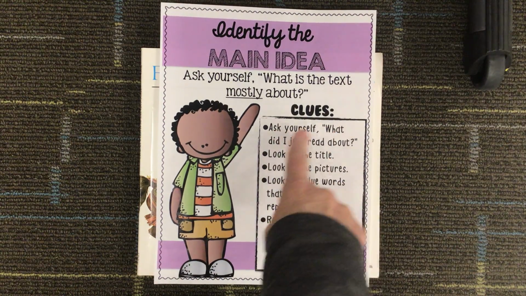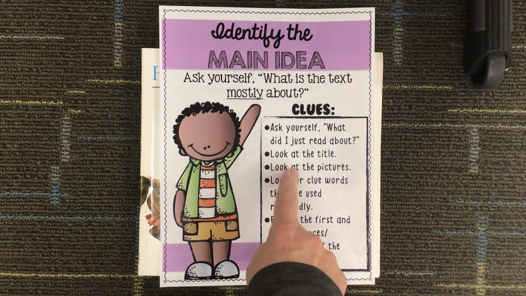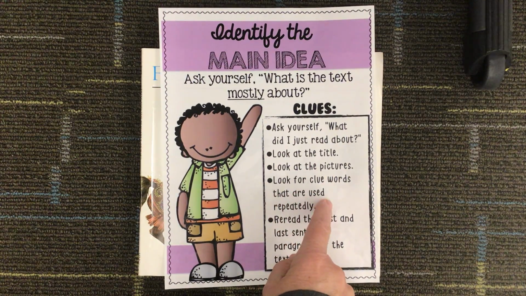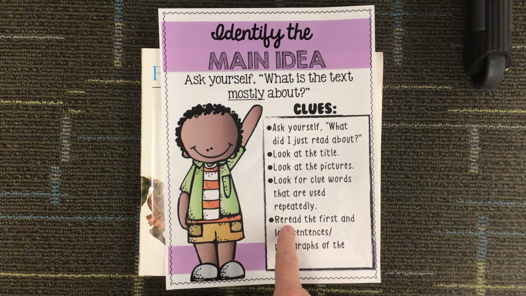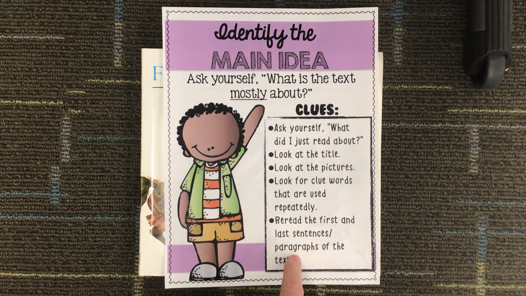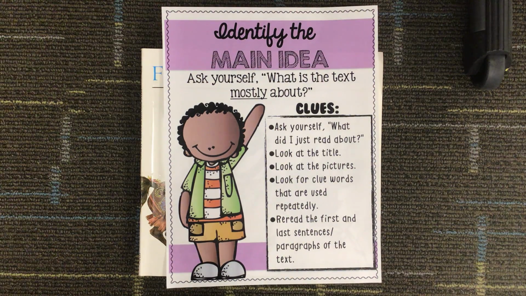Ask yourself, what did I just read about? Look at the title. Look at the pictures. Look for clue words that are used repeatedly. Reread the first and last sentences or paragraphs of the text. Finally, remember, good readers pay attention to what characters say and do, and put together the clues to identify the main idea.